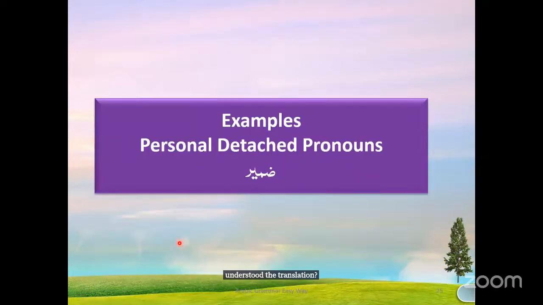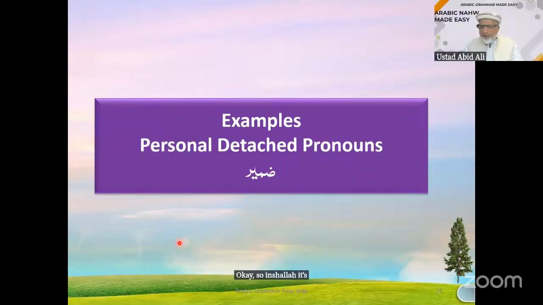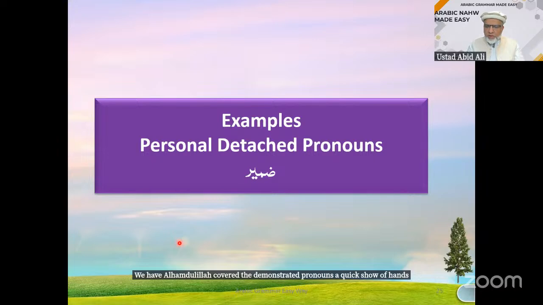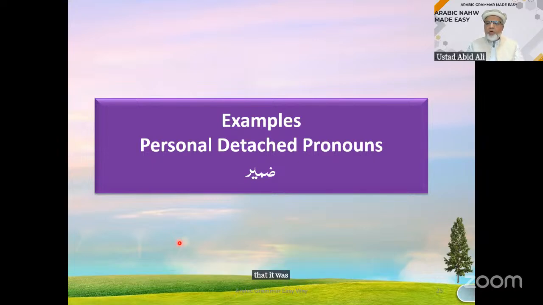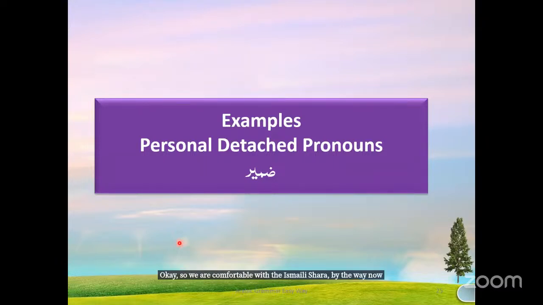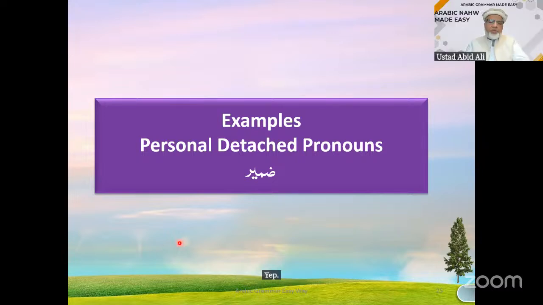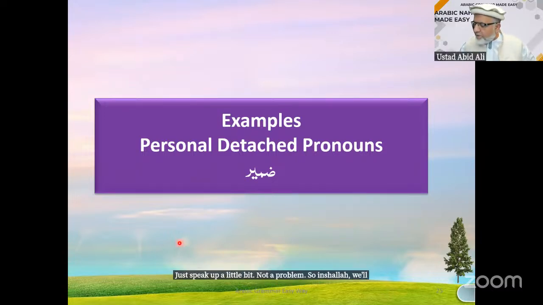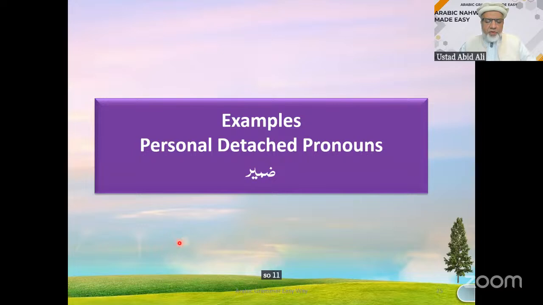Okay. Yes. So inshallah, it's 11 o'clock. It's 11:01. We have alhamdulillah covered the demonstrative pronouns. A quick show of hands that it was understood quite well. Brother Mujib, you have a question? Okay. So we are comfortable with ismul ishara, by the way, now? Yes. You can speak up a little bit, not a problem. So inshallah, we'll see you in 10 minutes. So 11:11, we come back. Don't leave the meeting, just mute yourself.